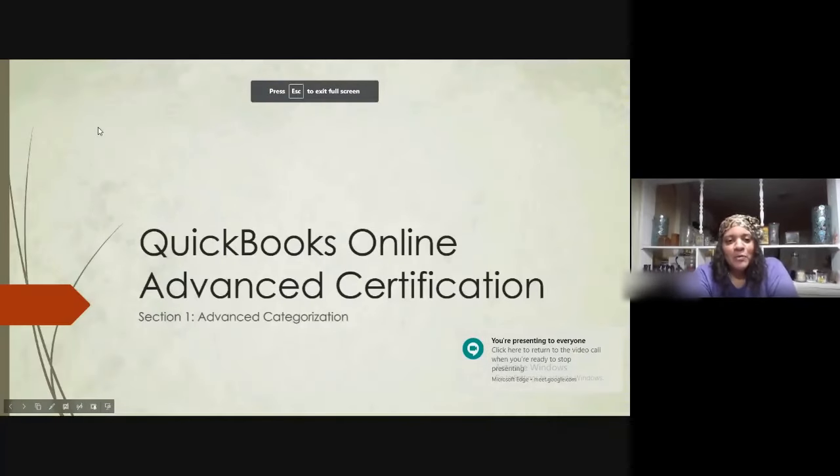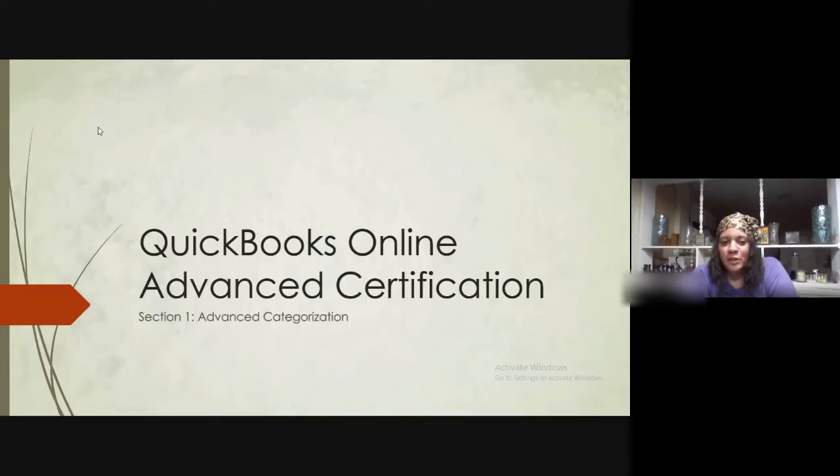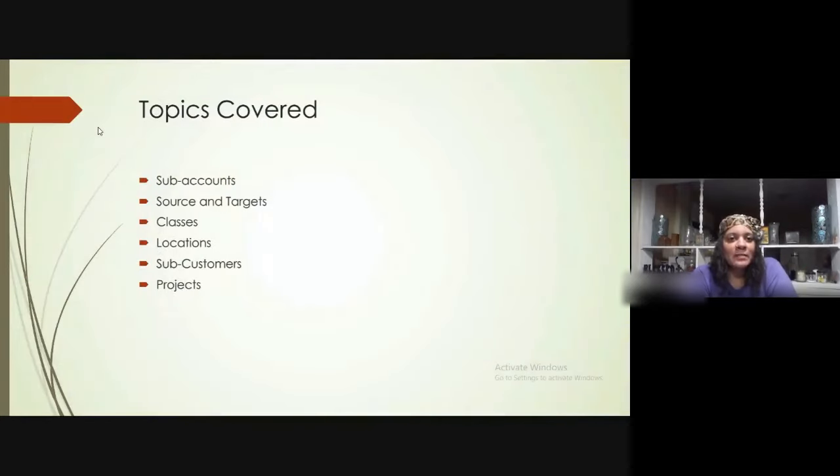How are you doing? So now we're moving on to QuickBooks Online Advanced Certification. We're going to be starting with Section 1, Advanced Categorization. The topics covered in this section are subaccounts, sources and targets, classes, locations, subcustomers, and projects.